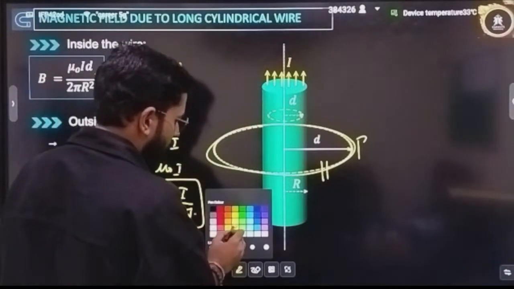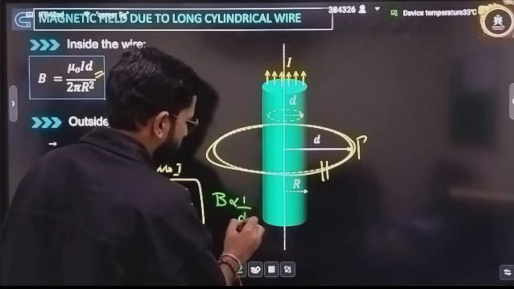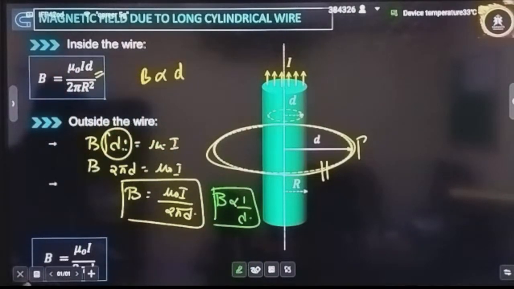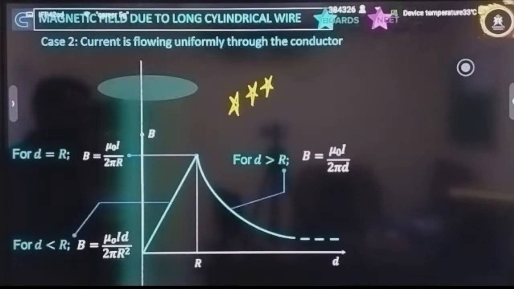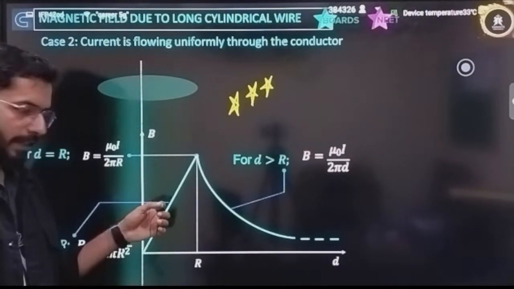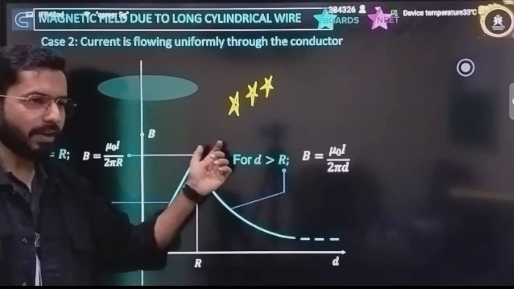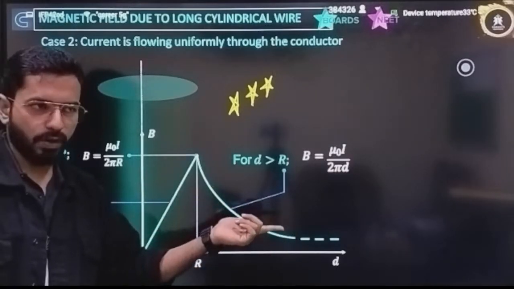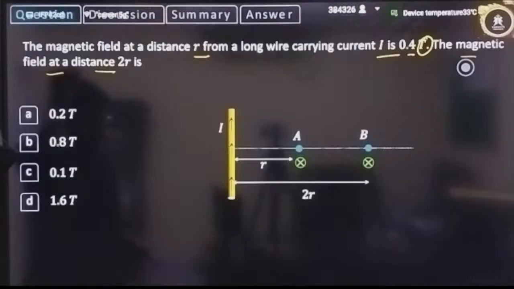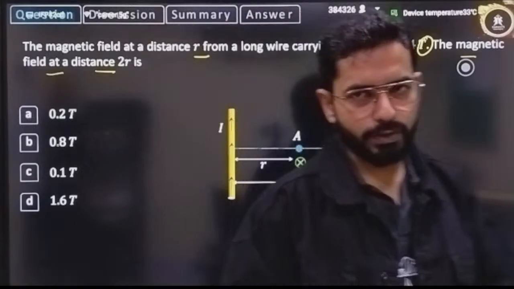For the outside point, if I am talking about the relation, I can say B is inversely proportional to d. What kind of curve are we going to get? Rectangular hyperbola. Clear? Correct. So here is the variation. I have told you for the inside part it is directly proportional to d. For the outside part it is inversely proportional to d, and when it is inversely proportional to d, it is called a rectangular hyperbola. I hope this is clear to you. Now there is a basic question. Let's try to solve this question quickly.